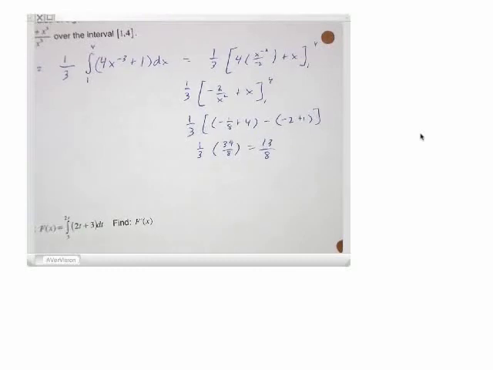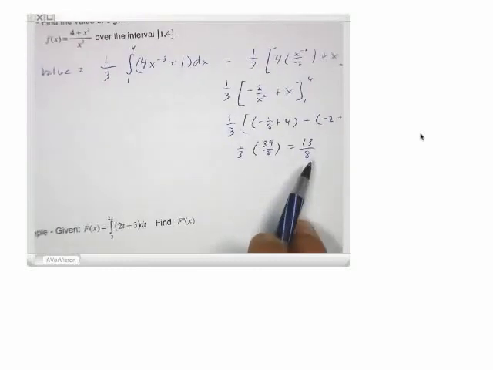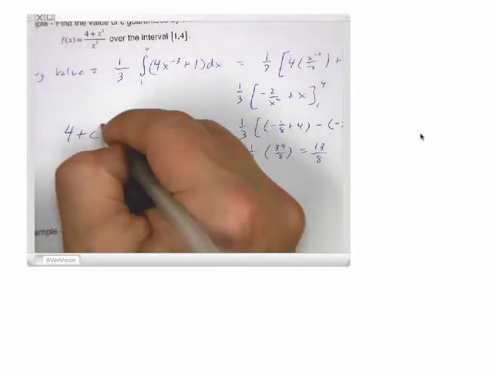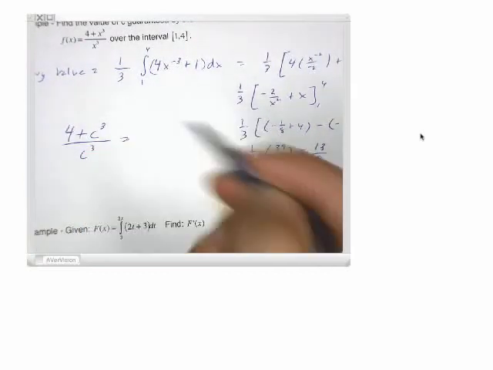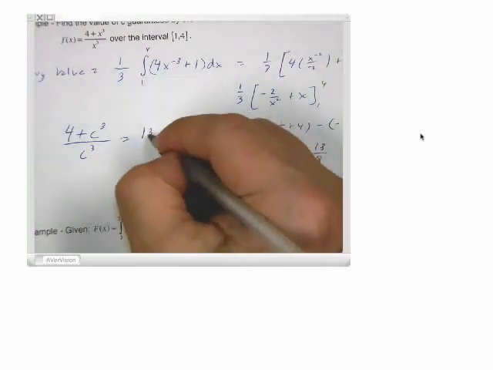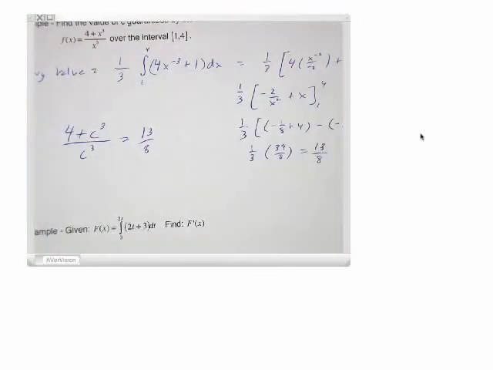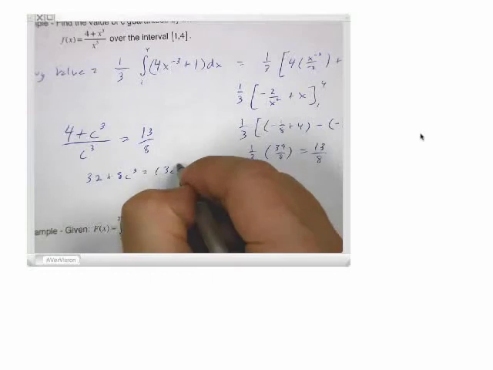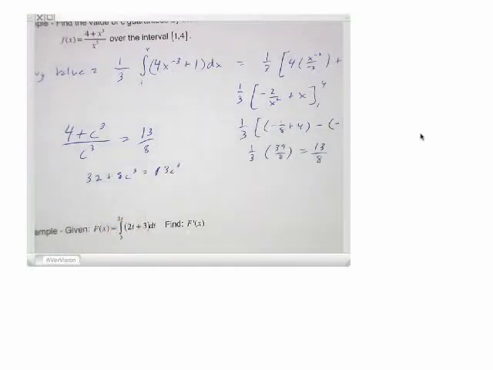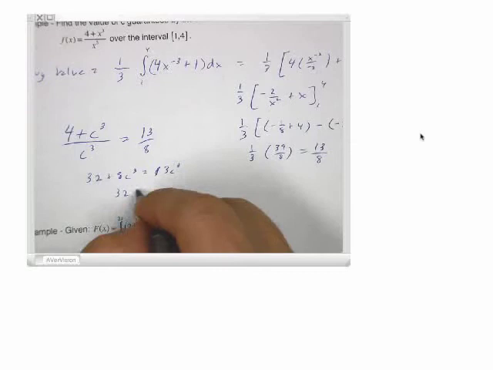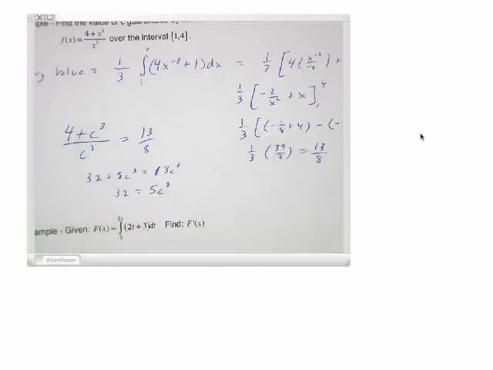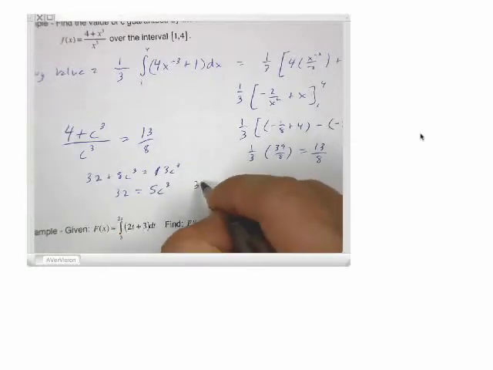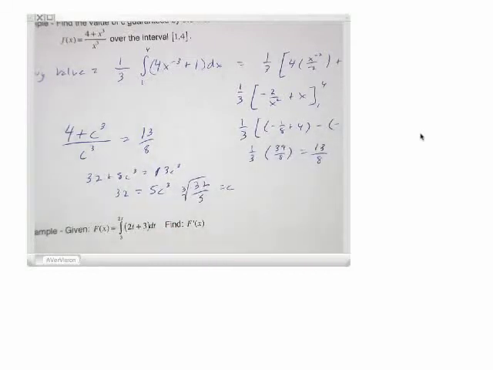Now I want to know, where does that average value happen? So I'm going to take my equation, 4 plus c cubed over c cubed, set equal to 13 over 8. I'm just replacing x with c. If you want to leave it as x and then just change to c at the end, again, that's fine. So you got that. If I then cross multiply, I get 32 plus 8c cubed is equal to 13c cubed. If I then subtract the 8c cubed, I get 32 is equal to 5c cubed. I'll divide by 5 and take the cube root. And that's equal to c.